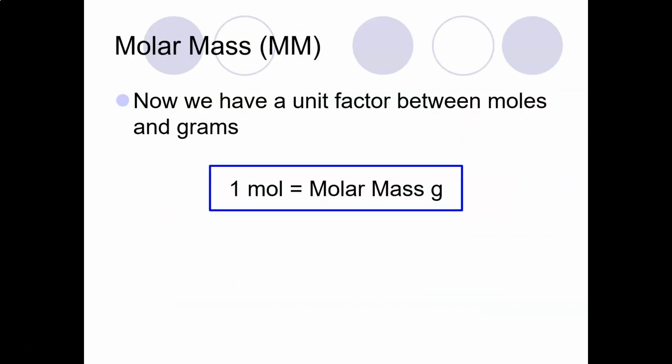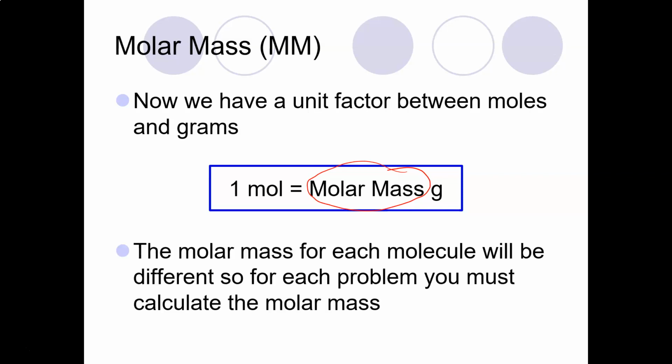Okay, so here's how we write the official unit factor for molar mass. 1 mole equals the molar mass in grams. Now I know this isn't a number. That's because it changes for every chemical formula depending on what the number on the periodic table says. Okay, so that's just how I refer to that unit factor. We now have 2 unit factors with mole. 1 mole equals 6.022 times 10 to the 23rd things, and 1 mole equals the molar mass in grams.